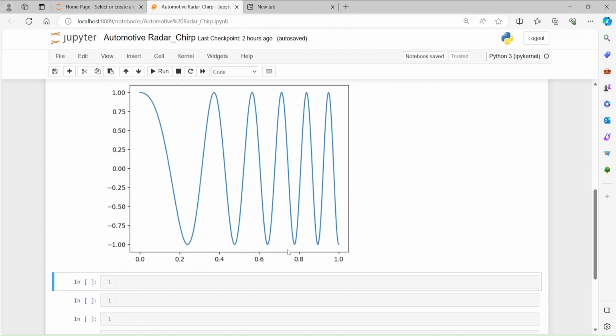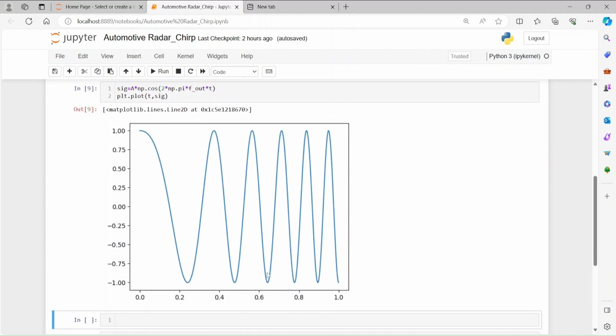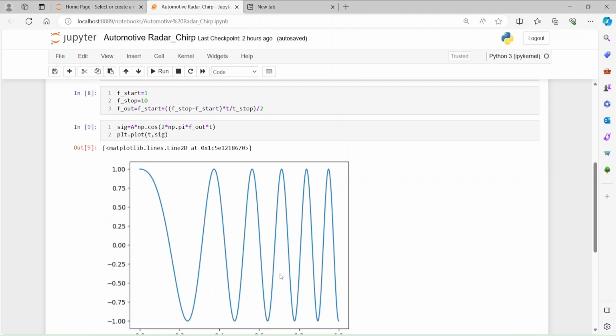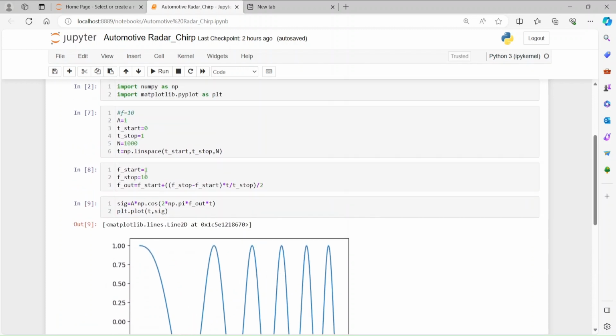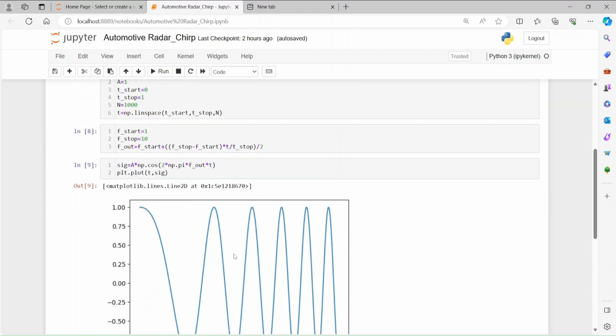So you see now we are changing the signal over time, because you can see the cycles, the frequency here is low, but the cycles are getting increased over time. So meaning we are changing the frequency. So now this is not a single frequency. You are starting at 1 and then you are ramping up to 10. So basically you are increasing the frequency.